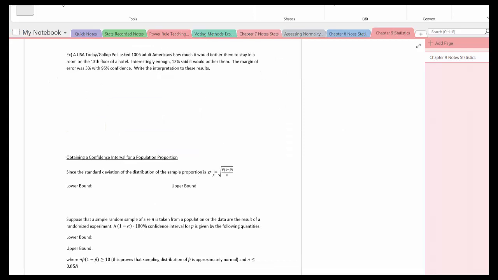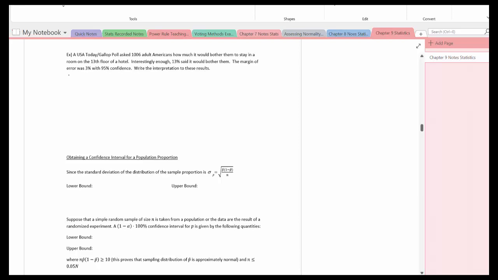Okay, let's do one example with this. A USA Today Gallup poll asked 1,006 Americans how much it would bother them to stay in a room on the 13th floor of a hotel. Interestingly enough, 13% said it would bother them. The margin of error was 3% with a 95% confidence. Write an interpretation of these results.